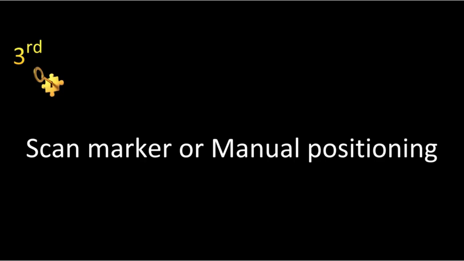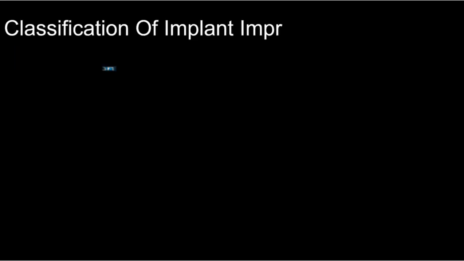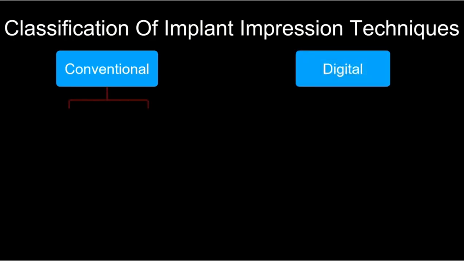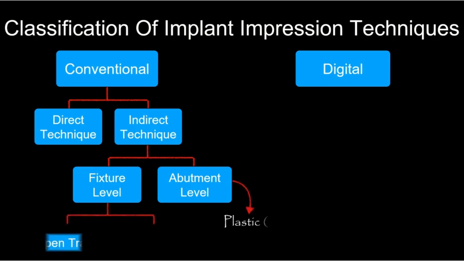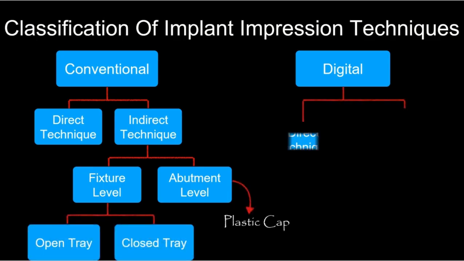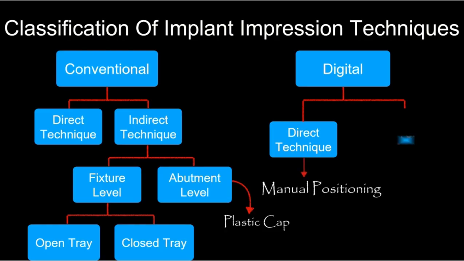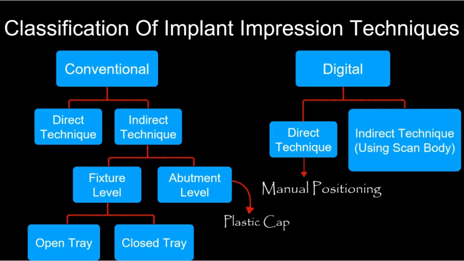The third key will talk about scan marker or manual position. Digital workflow for implant prosthetics is to some extent similar to conventional workflow. In the conventional implant impression technique, you have to select between direct technique, which means taking your impression directly over your abutments after your adjustment intraorally, which means you put your abutment intraorally and make chairside adjustments, then take your impression directly like a crown or bridge.